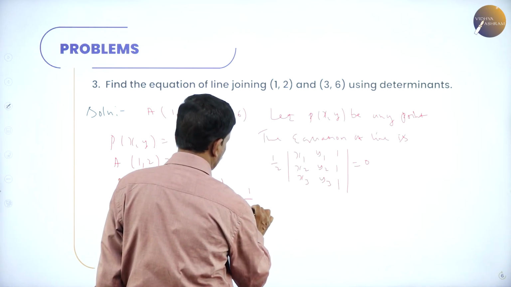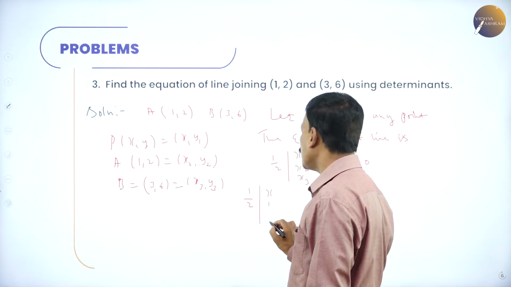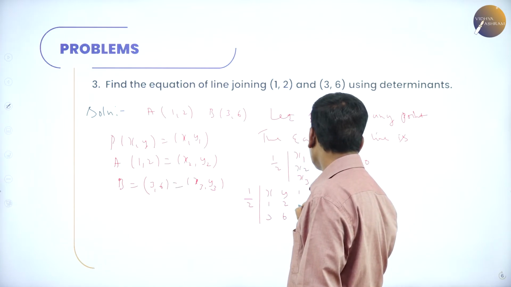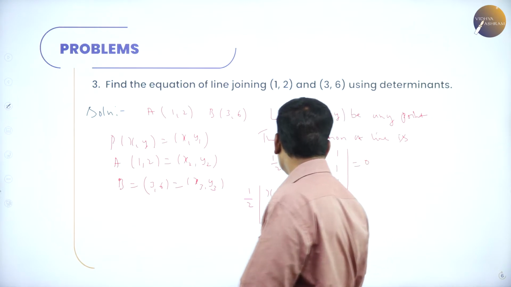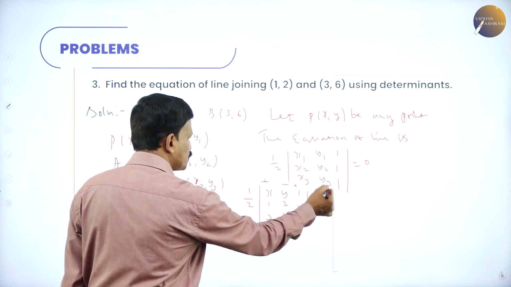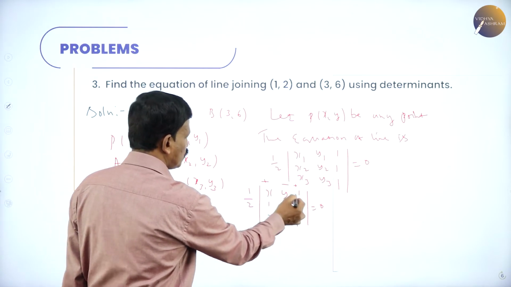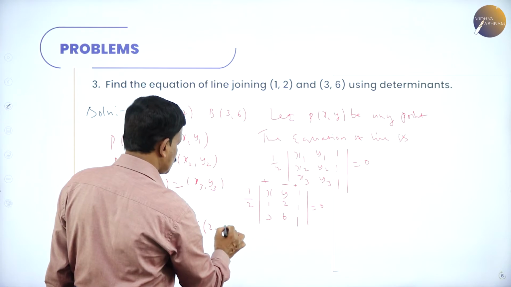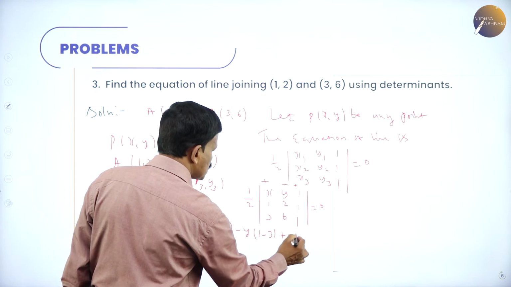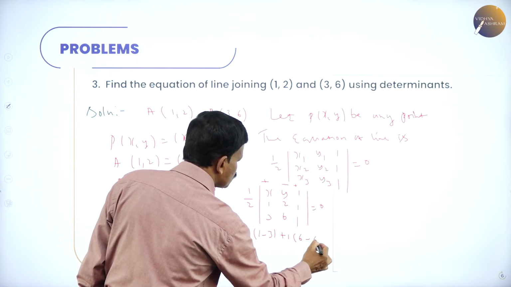Substitute here: half into the determinant with rows x, 1, 3; y, 2, 6; 1, 1, 1. Simplify this. Now expand it with signs plus, minus, plus. Half into 0 is 0 on the right hand side. You will get x into (2 minus 6), minus y into (1 minus 3), plus 1 into (6 minus 6).